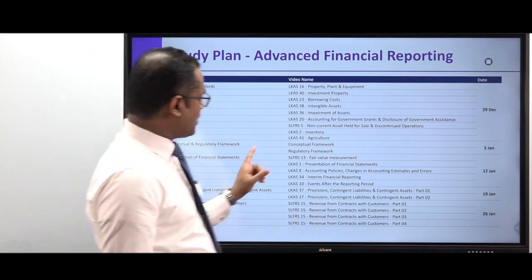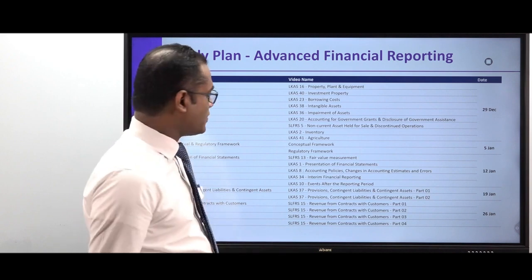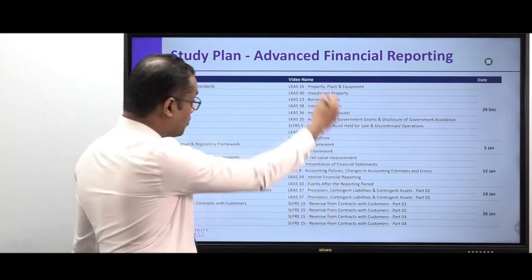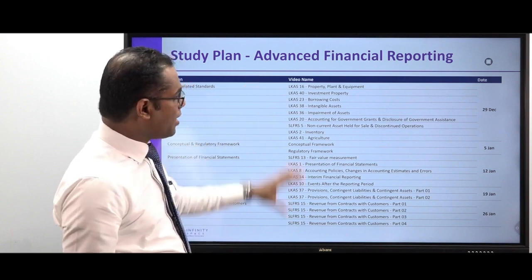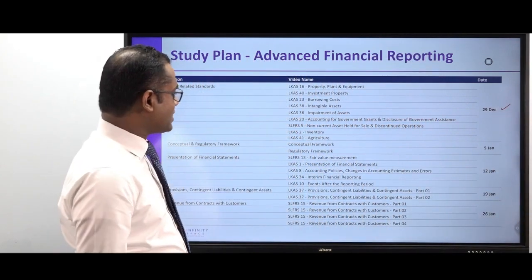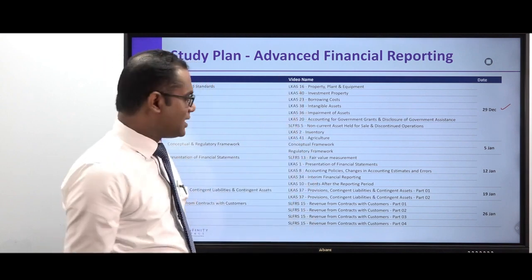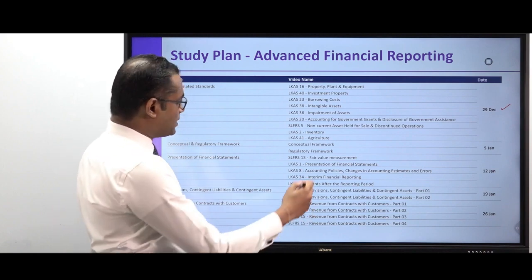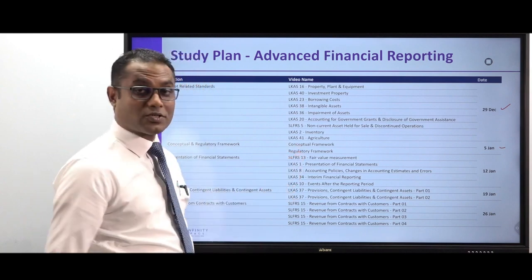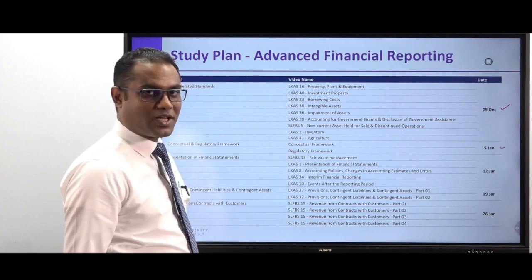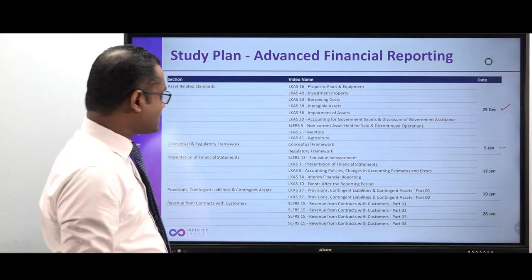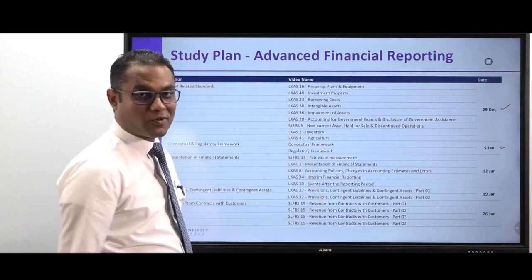In the current situation, 9 asset related standards like PP&E, investment properties and borrowing costs have already been uploaded into your LMS, which was done on 29th December. I'm not going to go through each and every standard name. In addition, on 5th of January, the conceptual framework and the regulatory framework were also uploaded into the LMS, where you can watch the videos now. If you have access to the course, which means by now you have access to the 9 asset related standards as well as the conceptual and regulatory framework.